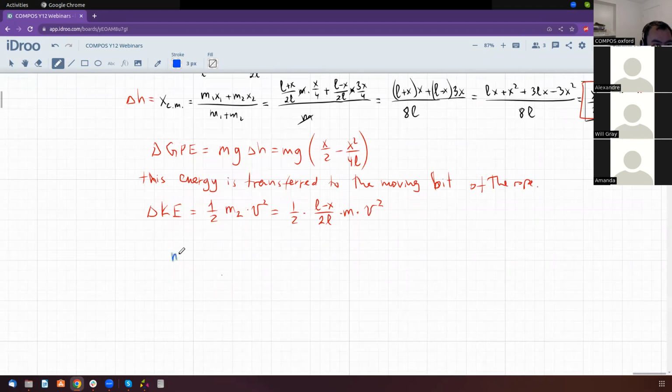So mg times (x over 2 minus x squared over 4L) equals 1/2 times (L minus x) over 2L times m times v squared. So m cancels. As usual, when something is falling, m cancels. The mass of the rope cancels. And we just open the brackets.